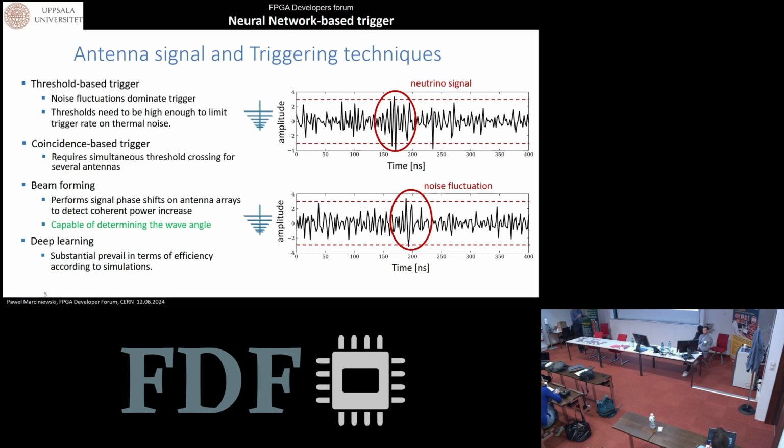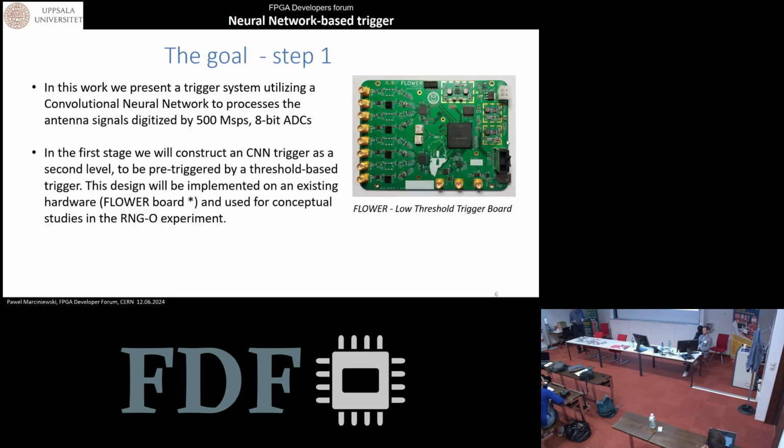Within some certain time, you can have beamforming, which I will be talking about later, where you have an array of antennas, and by just shifting the phase, you can also detect the wave angle. And last, not least, is deep learning, and according to simulations, it should substantially prevail over the other methods, also being able to detect a neutrino signal within the noise level. So this is what we are going to do. We are going to implement this deep learning, so neural network, algorithm on an already existing board.